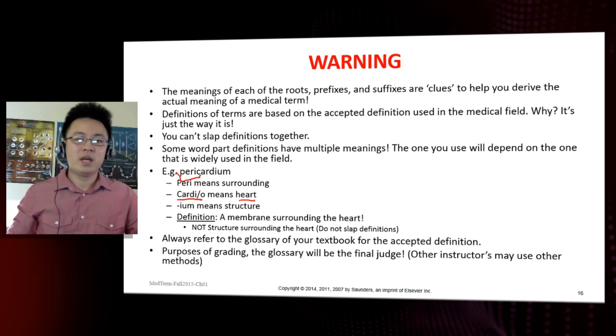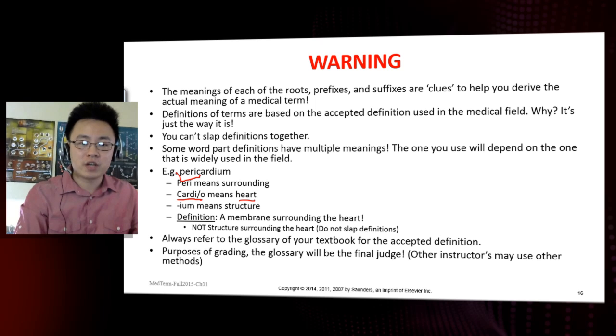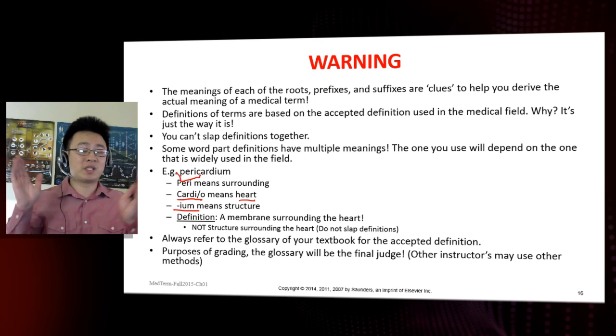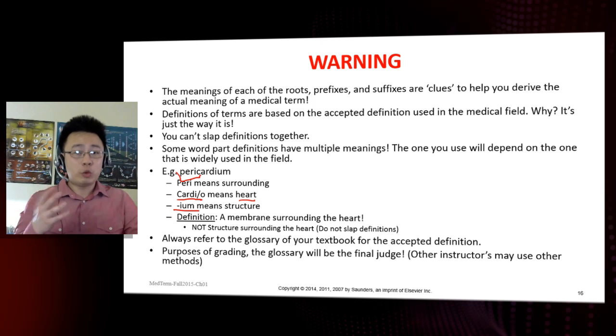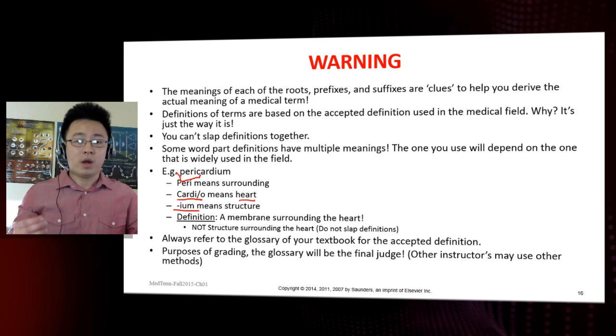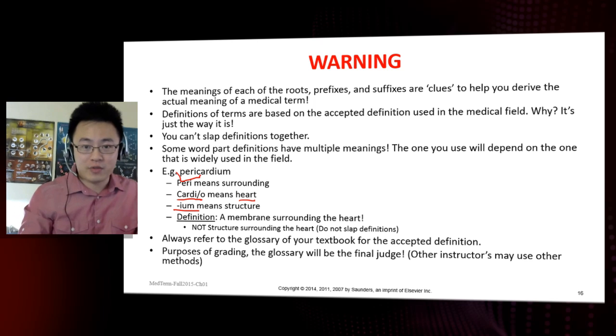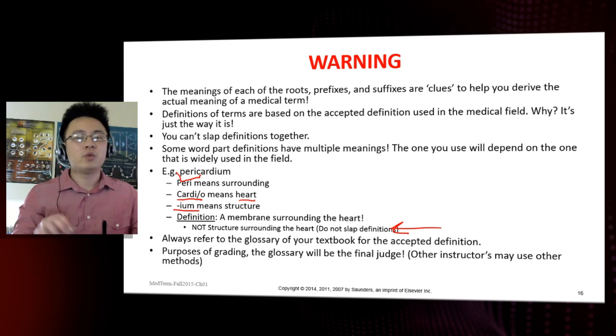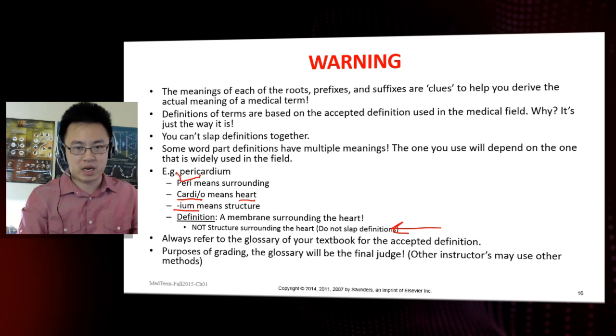And then ium actually means structure. So right over here, ium means structure. So if you were to slap these definitions together, you would probably write down on your paper a structure surrounding the heart. That's down here. That would be incorrect, even though ium means structure. But that's only a clue to what that definition is. You need to determine, in this case, what kind of structure they're talking about. And the kind of structure they're talking about is actually a membrane surrounding the heart.